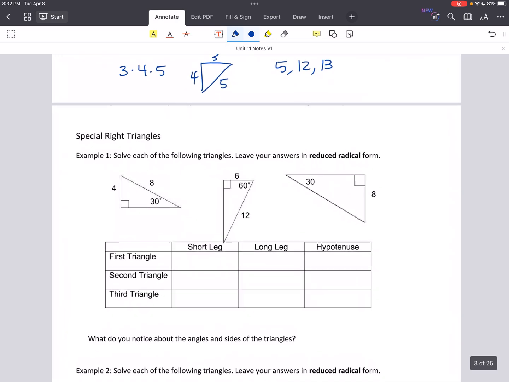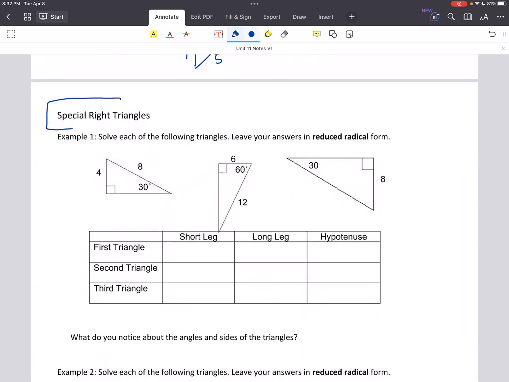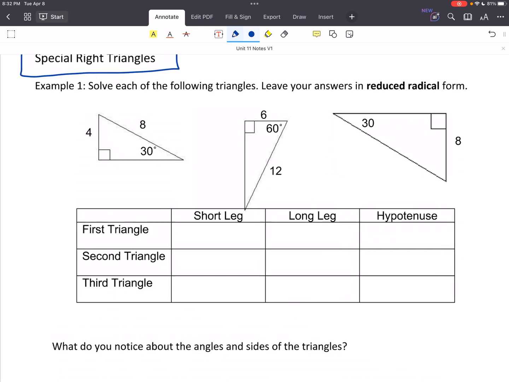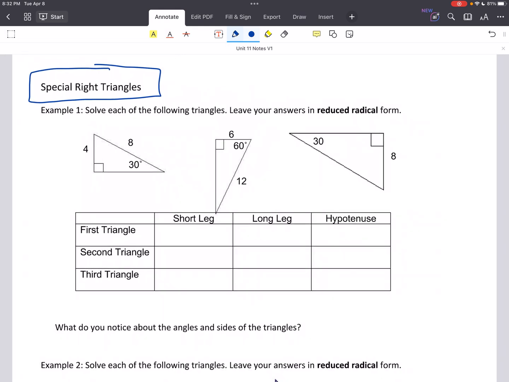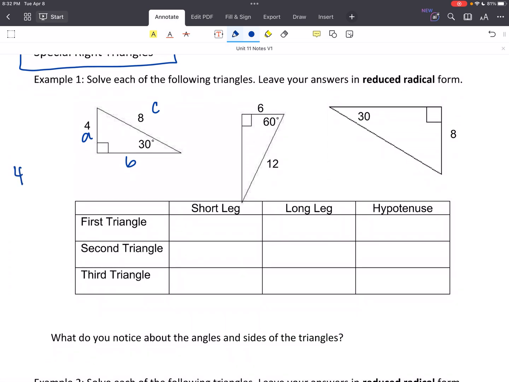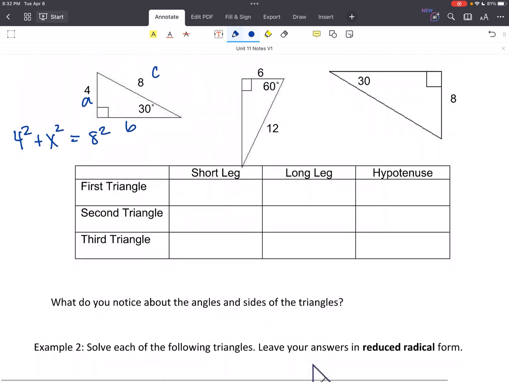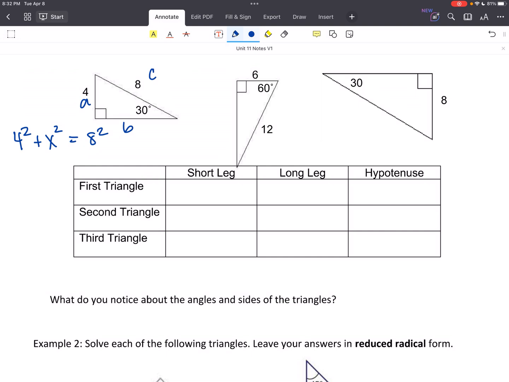Okay, special right triangles on the next page. What I want you guys to do is solve each of the following triangles. Leave your answers in reduced radical form, so I don't want any decimals. So Pythagorean theorem on them. They are right triangles and we know 2 of the sides. So this is our A, this is our B, and this is our C. So we have 4 squared plus x squared is equal to 8 squared. And I'm going to let you guys do the work. I want you to do it, but you end up with x is equal to 4 square root of 3.